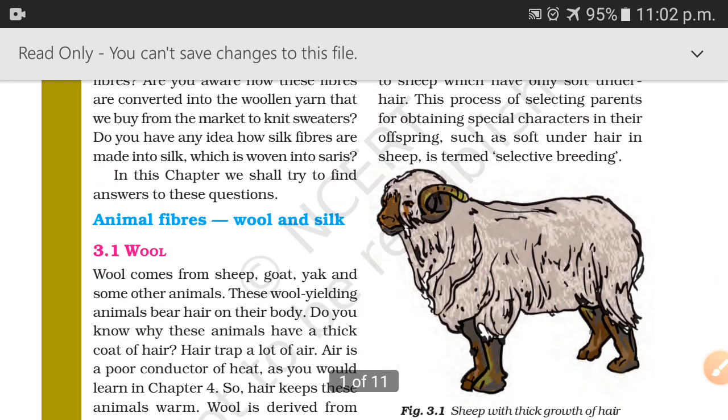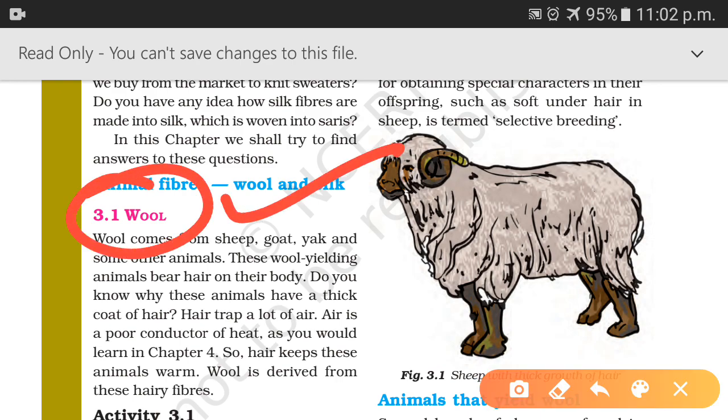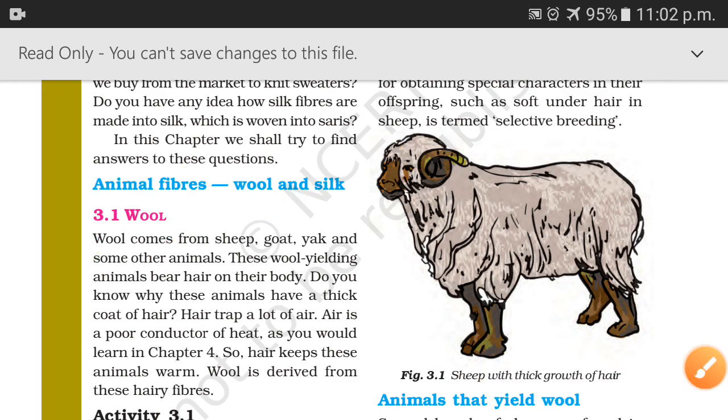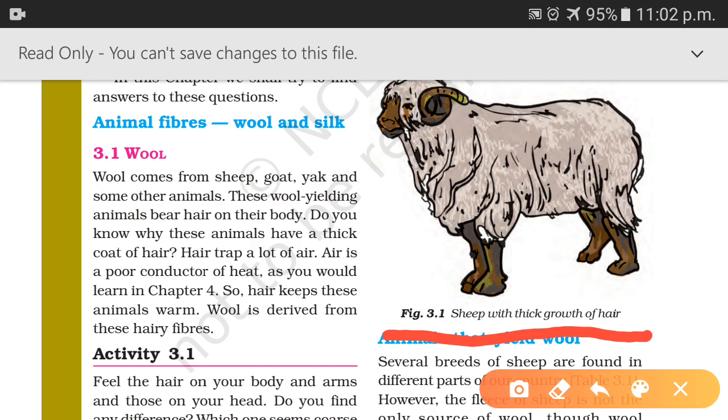So let's begin with the very first topic, animal fibers, wool and silk. First we will study about wool. Wool comes from sheep, goat, yak and some other animals. These wool yielding animals bear hair on their body. See in this diagram, figure 13.1. In this figure you can see this sheep with thick growth of hairs. So these wool yielding animals, sheep and yak, they all bear hairs on their body.